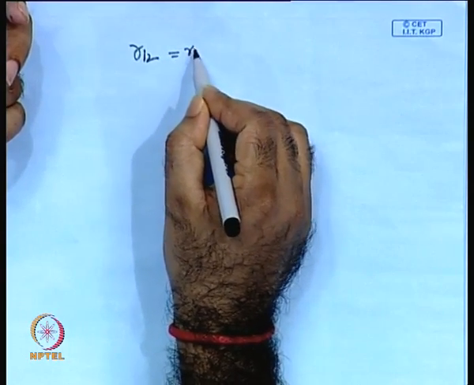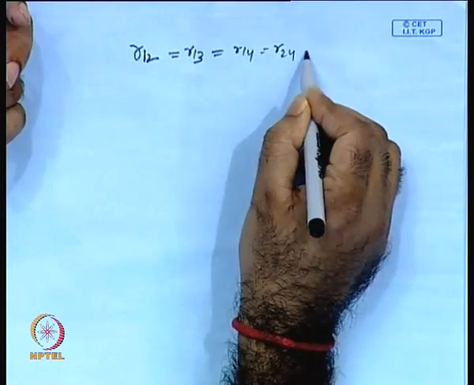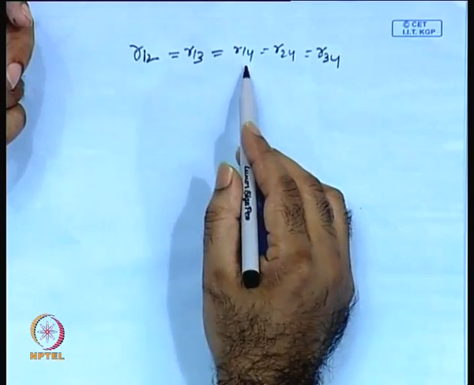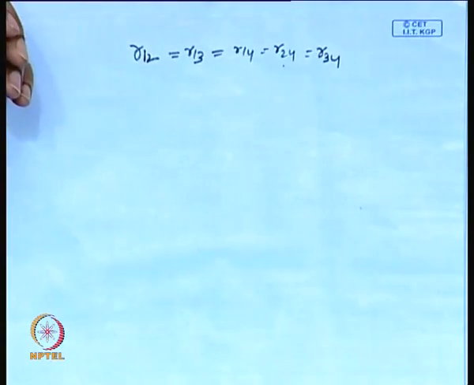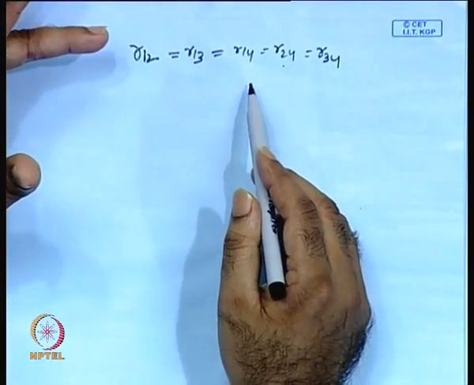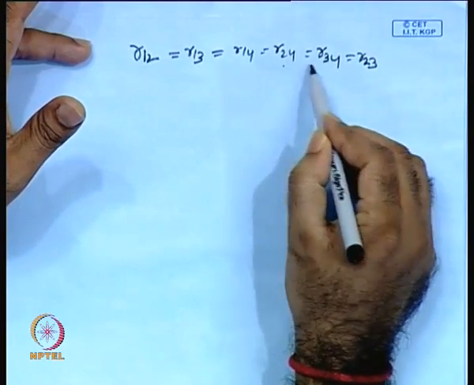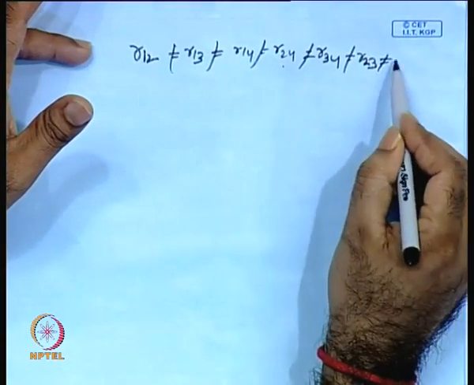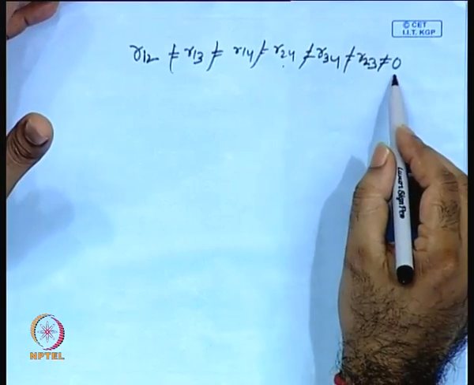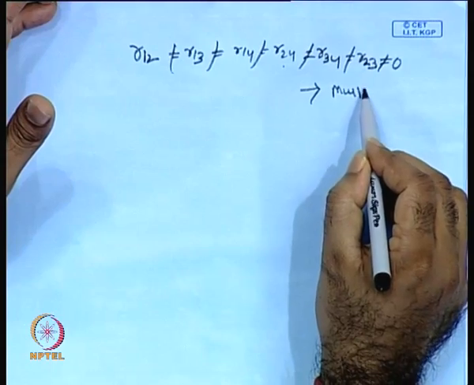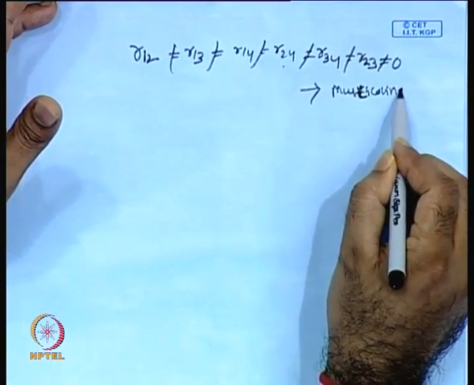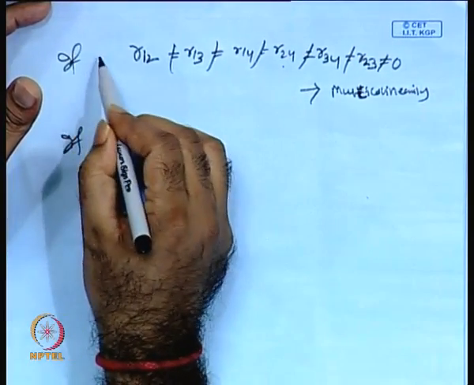By any chance, if you have R12 equal to R13 equal to R14 equal to R24 equal to R34, and in fact there is another item, R23, if these are all equal and not equal to 0, then there is multicollinearity. If it is 0, then no problem. If it is not equal to 0, then there is multicollinearity. This is case 1.